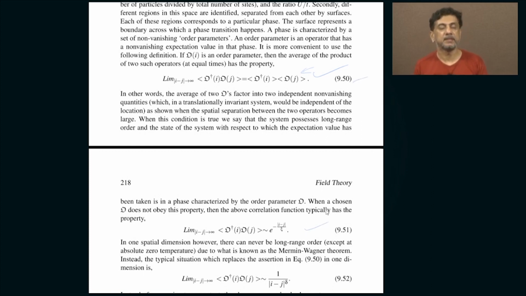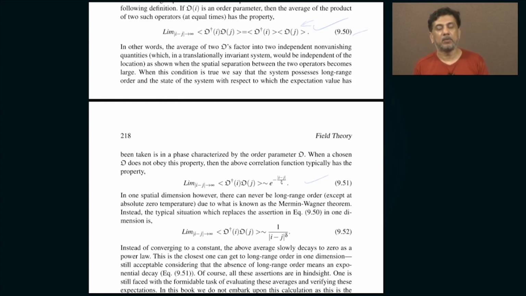So, what it basically will say is that there is no relation between OI and OJ unless I and J are pretty much the same thing. So, they are completely uncorrelated. But in one dimension, what will happen is that this 9.50 is typical for systems in 3 dimensions. There is a theorem called the Mermin-Wagner theorem which says that you can never have something like 9.50 in one dimension. So, in one dimension the next best thing you can have is this.